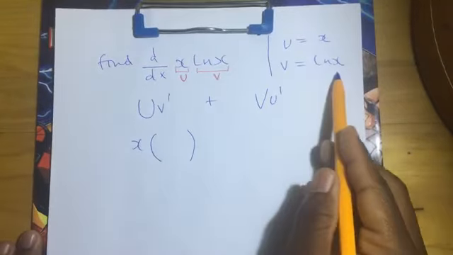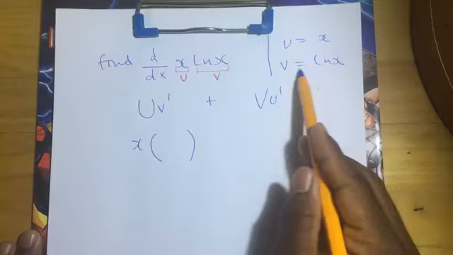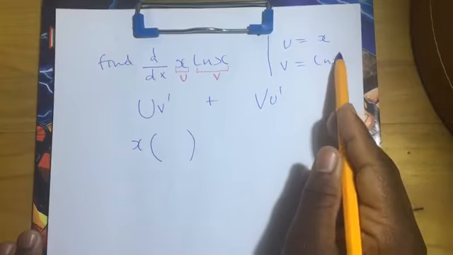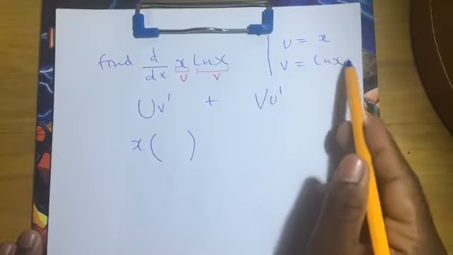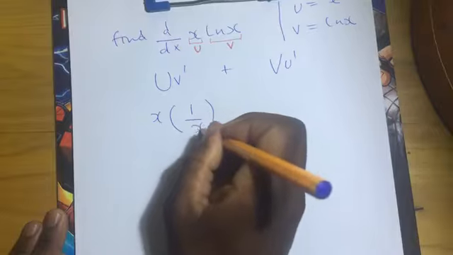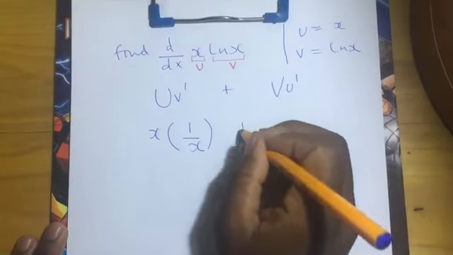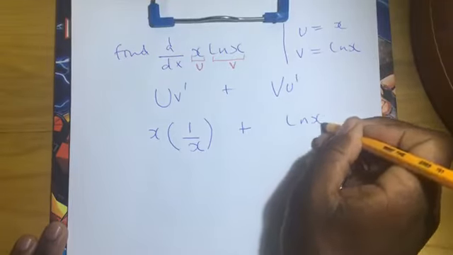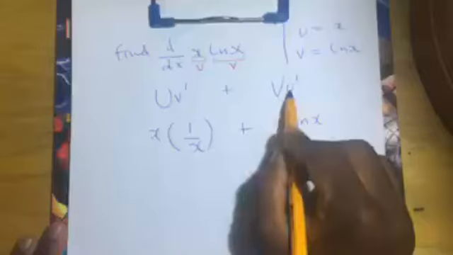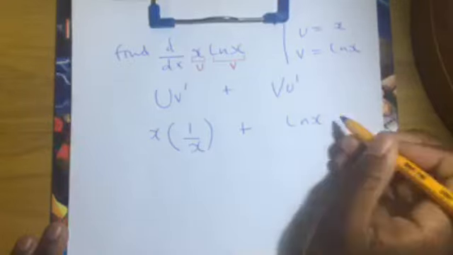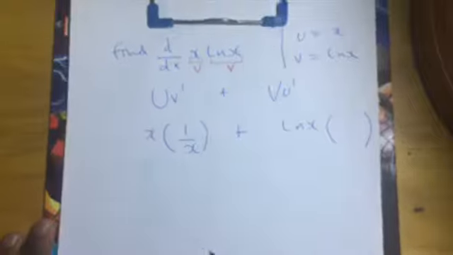The derivative of v, the derivative of ln x: this is logarithmic differentiation. You differentiate the x and then divide what you get. So the derivative of ln x is basically just going to be 1 over x. So 1 over x, plus v. My v is ln x, and then multiplied by u prime. Now, I need to be careful.